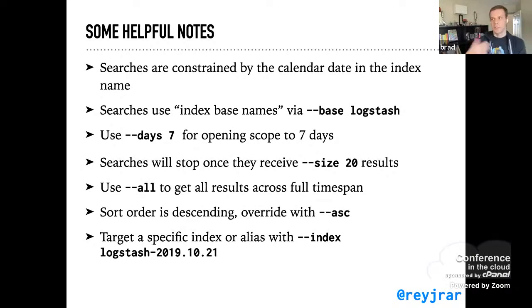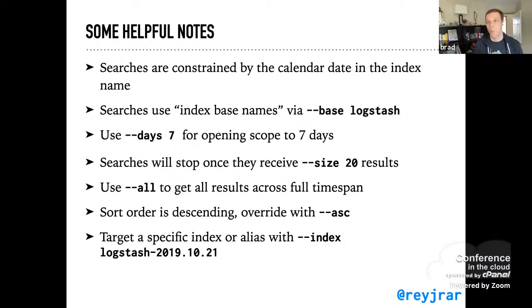As we go through this, these are some assumptions that have been made in the tooling that are just useful to know. Searches are constrained by the calendar index date by default if you're using the default parameter of --base, and --base is an index base name. We assume that you put like data in like named indexes. So here you see --base logstash. That's going to find anything that looks like a logstash index and add that into your query.